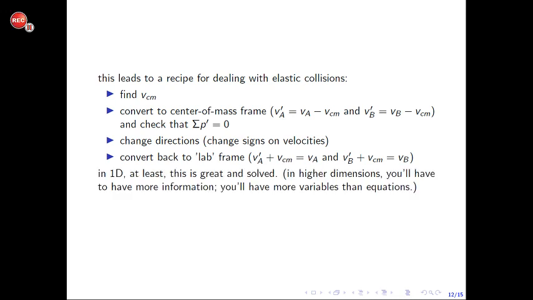And in 1D, that works. Now, for all other sorts of elastic collisions in higher dimensions, all right, we talk about cars colliding and bouncing off each other at angles, you have to have more information. But in 1D, that solves the problem.